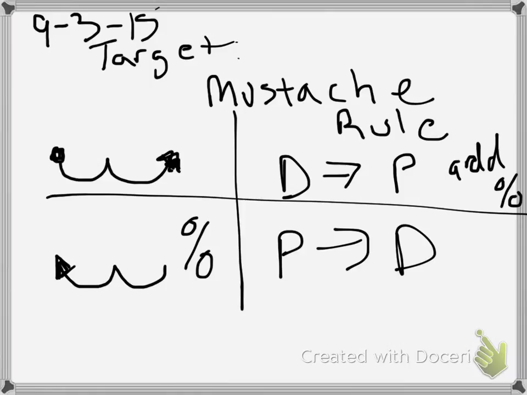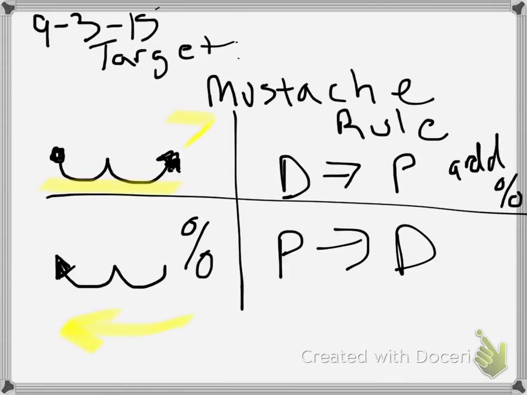Alright, so what we learned today in class was the mustache rule, which is changing a decimal to a percent and a percent to a decimal. Right here we have our mustache rule. We've got lots and lots of information on this page. Changing a decimal to a percent, you move to the right, and changing a percent to a decimal, you move to the left.